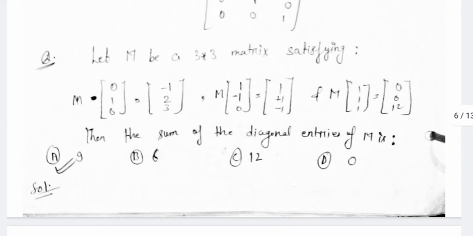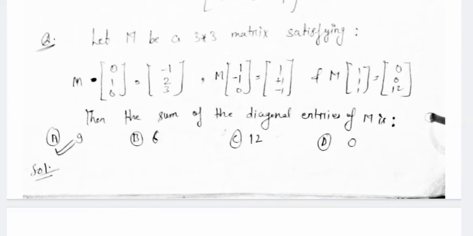Now come to the next question. Here let M be a 3 into 3 matrix satisfying: M times (0, 1, 0) equals (-1, 2, 3), and another M equal to this and this. Here 3 equations are given like that. Then what is the sum of the diagonal entries of M? There are 4 options: option A 9, option B 6, option C 12 and option D 0. Now come to the solution of this question. This is a very interesting question.